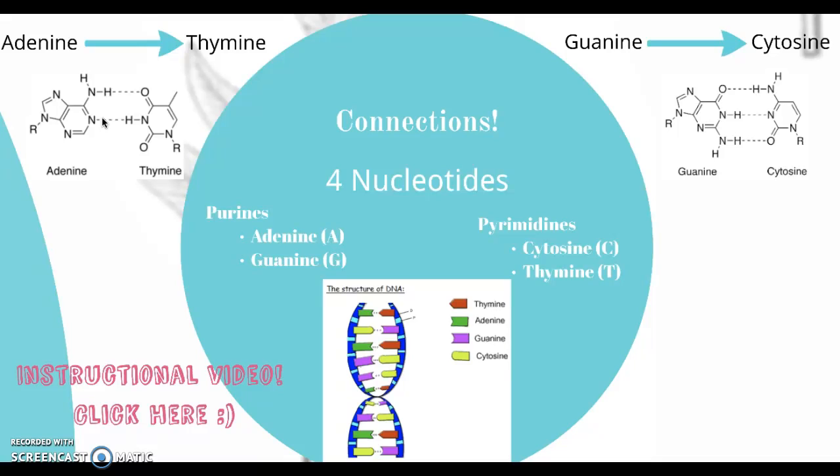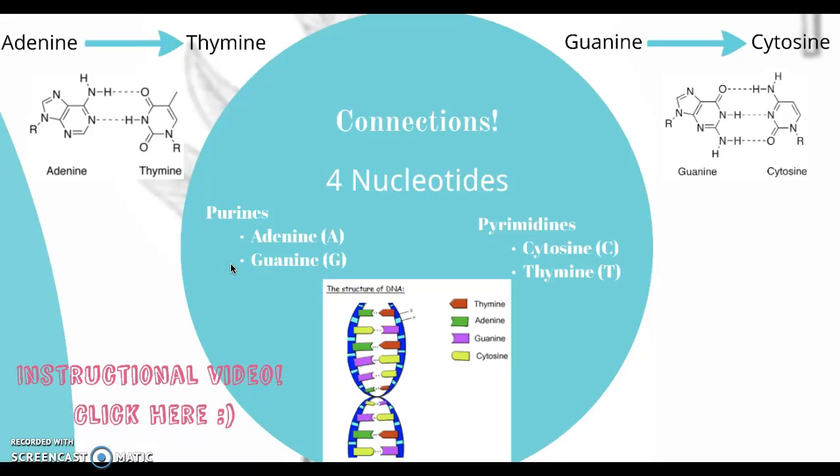I will define purines and pyrimidines in a later chapter, but remember that adenine and guanine are purines, and cytosine and thymine are pyrimidines. Keep that in the back of your mind, okay?